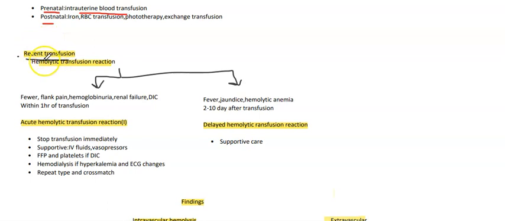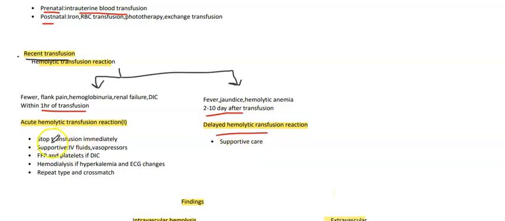The second is recent transfusions. We can classify hemolytic transfusion reaction as acute hemolytic transfusion reaction or delayed hemolytic transfusion reaction. It's the second type of alloimmune hemolytic anemia. If a patient presents with fever, flank pain, hemoglobinuria, renal failure, DIC within 1 hour of transfusion, it's considered as acute. And if the patient presents 2 to 10 days after transfusion, it's considered as delayed.